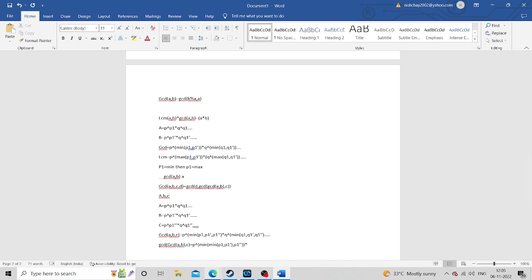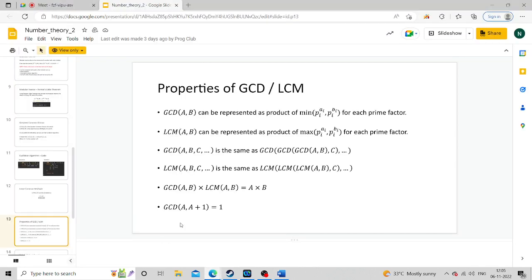And same is the case with LCM also, because in case of LCM, instead of minimum, we would be taking maximum. That's all. No difference. Rest everything is the same. So I think these two properties are pretty clear. The third and the fourth properties, I proved just now. And this one is pretty obvious, which we studied just now. That also I proved to you using the product of minimum and maximum. So the only property left is GCD of A comma A plus 1 is equal to 1.